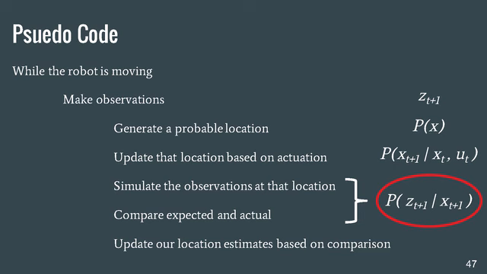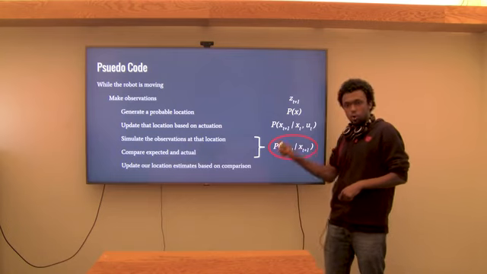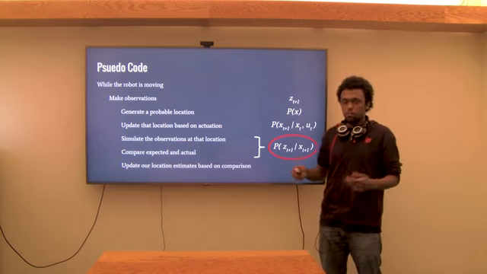So let's look at a pseudocode for what a semantic localization would look like. As long as our robot's moving, we're going to make observations, and those observations are going to be that z1. Then, for those observations, we're going to start up our particle filter and guess a certain number of probable locations. We're going to use our actuation to update it. And then we're going to simulate observations at that location and compare what we expect to see for that particle on our map versus what we actually saw when we made our observation. This is going to be our update, and this is what we're going to focus on understanding, since a lot of the rest of this is covered by our particle filter.